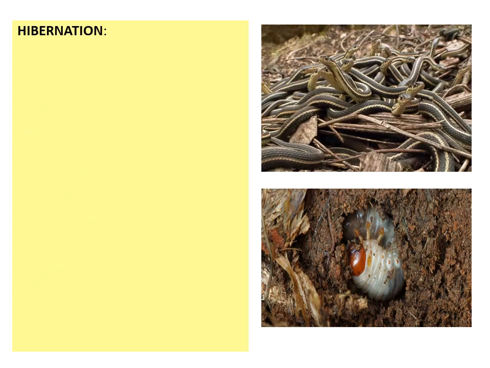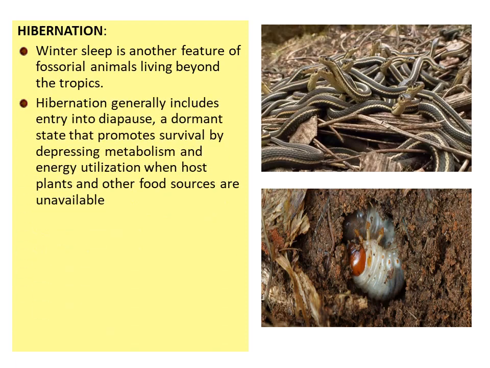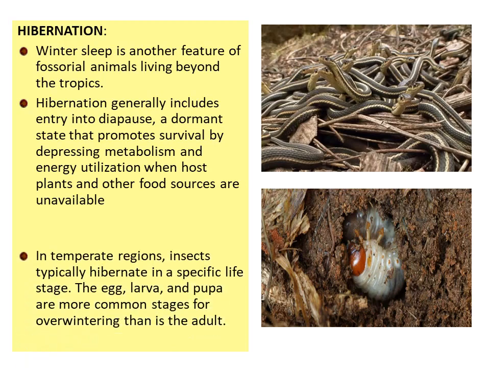Next is hibernation. Winter sleep is another feature of fossorial animals living beyond the tropics. Hibernation generally includes the entry into diapause, a dormant stage that promotes survival by depressing metabolism and energy utilization when host plants and other food resources are unavailable. In temperate regions, insects typically hibernate in a specific life stage. The egg, larva and pupa are more common stages for overwintering than the adult. They seek sites beneath rocks, logs, bark or leaves.